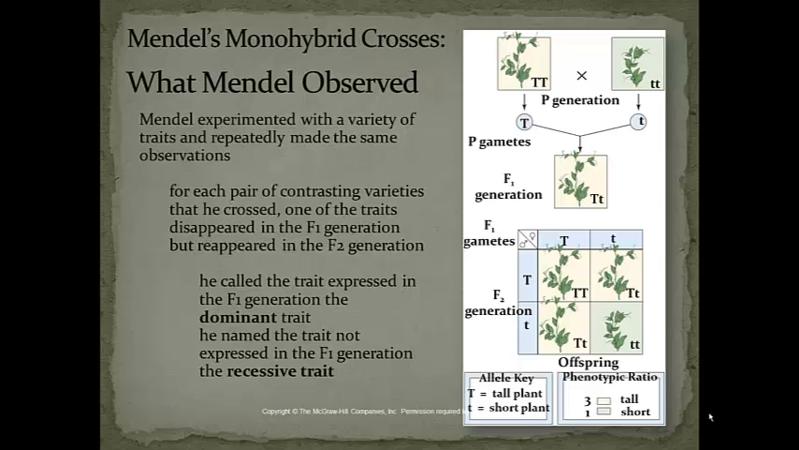Okay, so for each pair of plants of contrasting varieties that he crossed, one of these traits would absolutely disappear in the F1 generation and then come back in the F2 generation. You know, he called the trait that he saw in the F1 the dominant trait. The one that disappeared and then came back, he called the recessive trait.